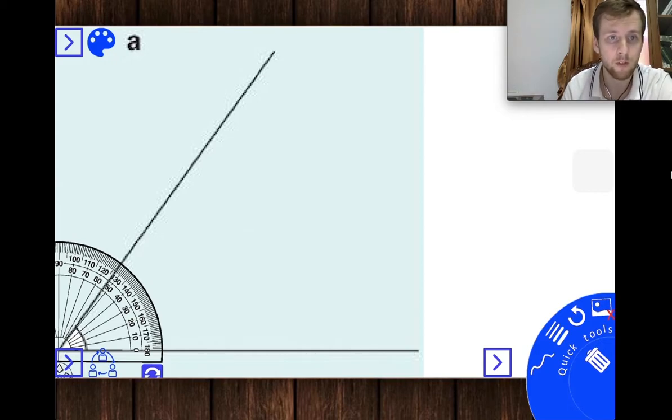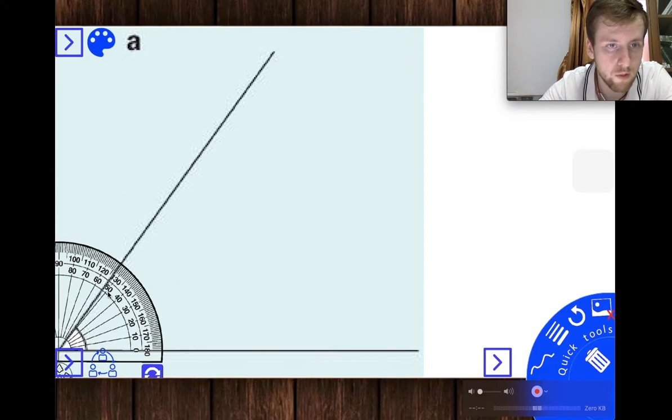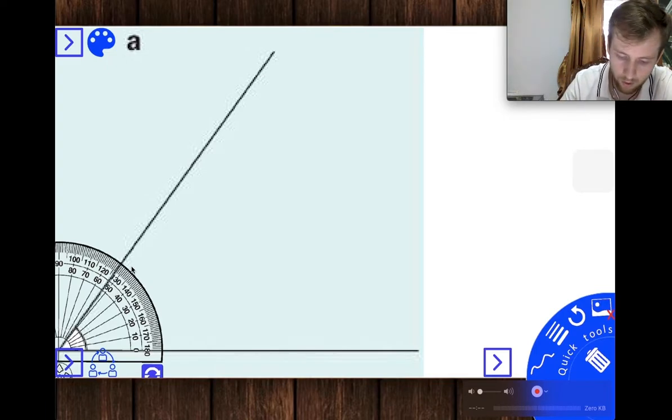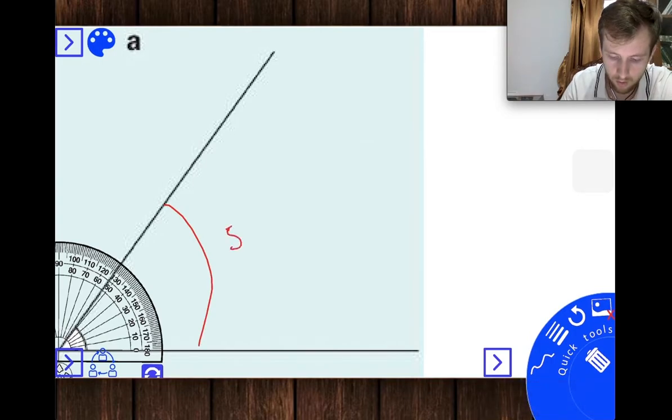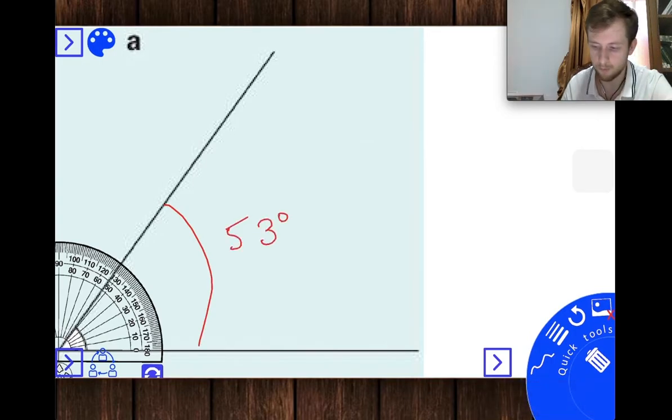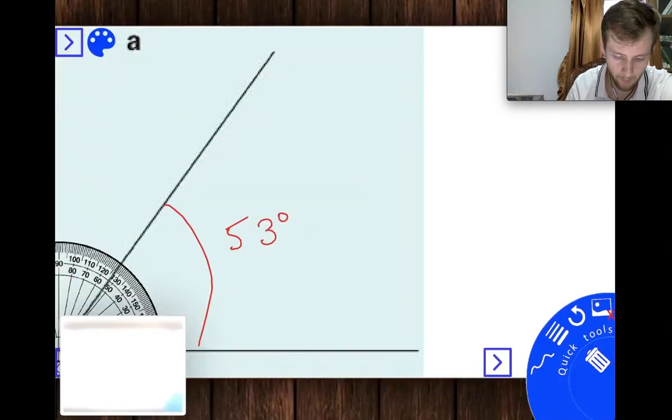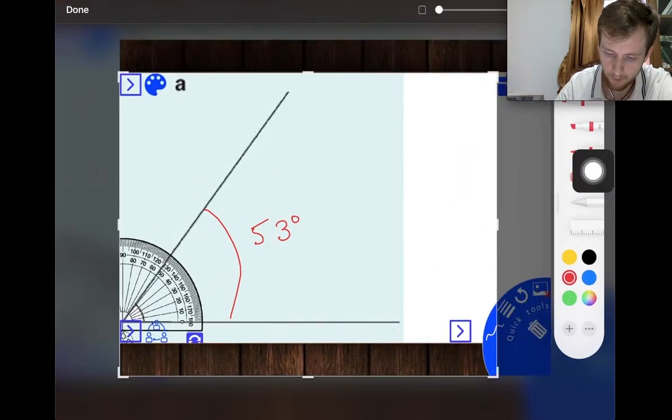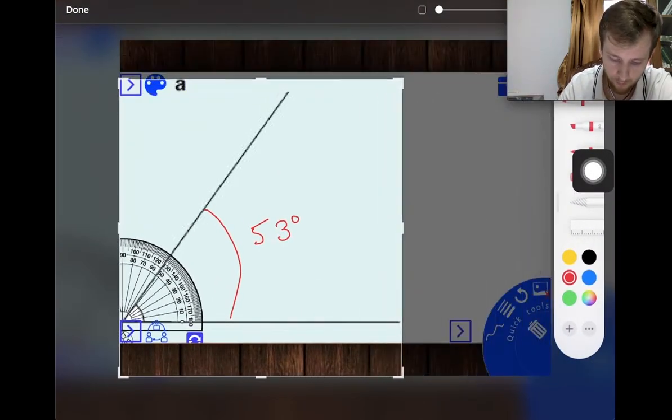Yeah. And you can see that this angle is somewhere between 50 and 60. This protractor is not super clean, but I think it's something like 53, which is going to be the closest measure. So this angle is equal to, I can draw it here, 53 degrees. Okay, I hope it makes sense, kind of.